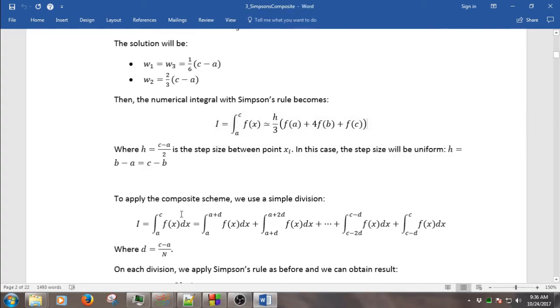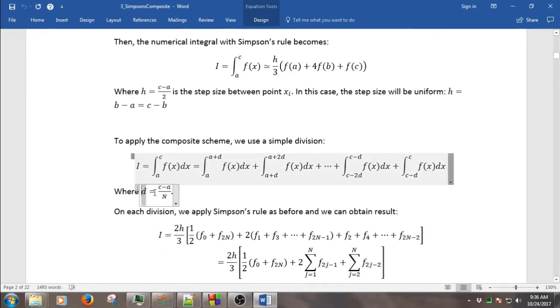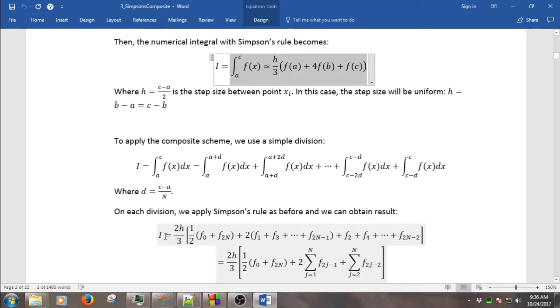So to do the composite scheme or composite rule here, we split the integral into several parts. For example, the integral from a to c will be a to a plus d, to a plus 2d, and so on until c minus d to c, right? So in this case, d is, we can say, the step size or the width of the division. On each division, on each integral here, for example, we apply Simpson's rule as before here, and we have the final result of this.